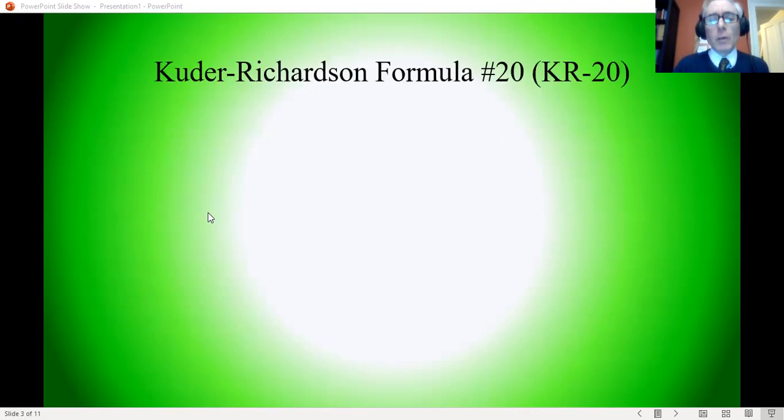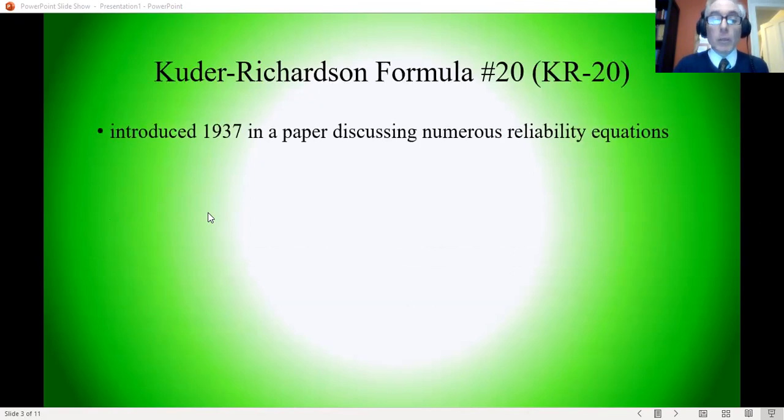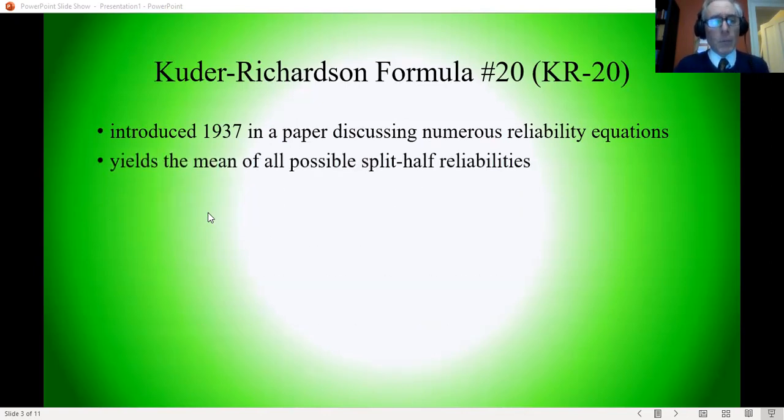I want to say a few words about the Kuder-Richardson formula. By the way, formula number 20 kind of gives you a hint that the paper in which this was presented included quite a few reliability equations. They were working their way through a whole mathematical argument about the nature of tests and reliability and so forth. Of all the equations in the paper, though, KR20 and to a lesser extent KR21 are the ones that caught on as being generally useful.